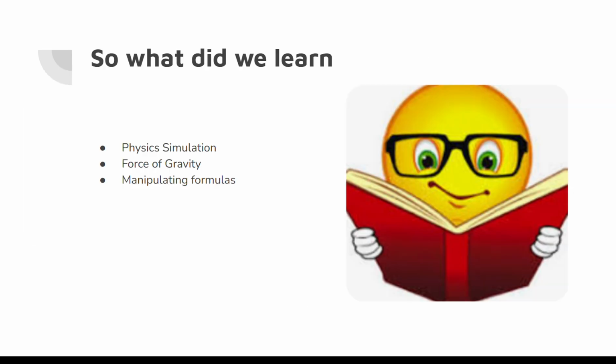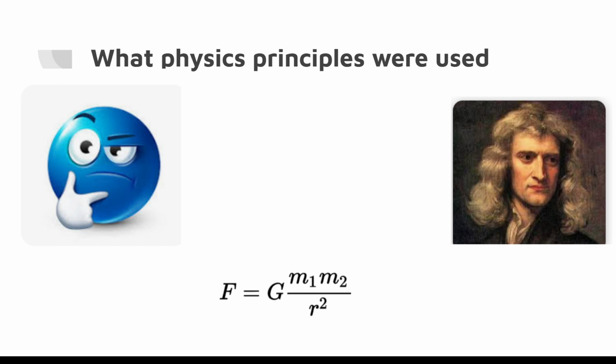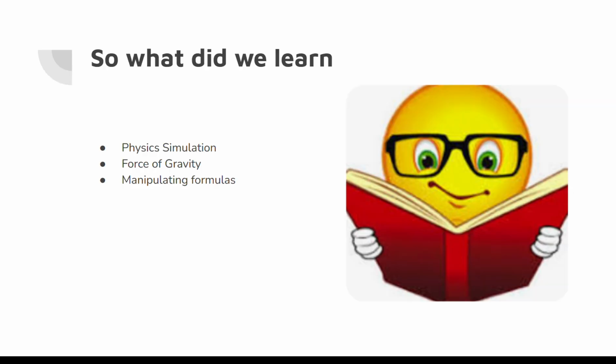Okay, so what did we learn? Well, we learned about physics simulation. We learned about the force of gravity and manipulating formulas. If you look back at that formula I showed on the last slide, we can mess that around. We can change different things depending on what we know, and find other nifty bits of information by figuring out the mass of one object if we know everything else, or knowing the radius if we know everything else. So we were able to play around with that and learn a lot about the force of gravity through a physics simulation.